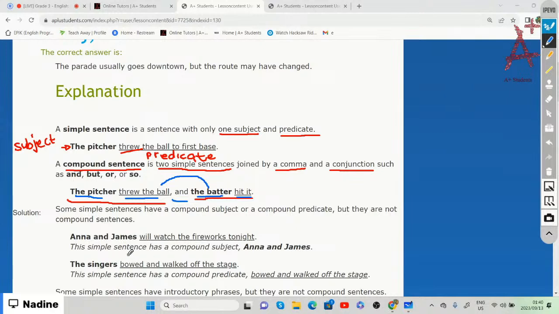The singer bowed and walked off the stage. In this case, the simple sentence has a compound predicate: bowed and walked off the stage. Compound predicate, where there are two different predicates. Bowed and walked. It's two actions.